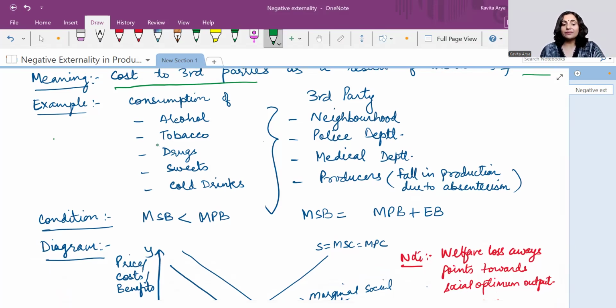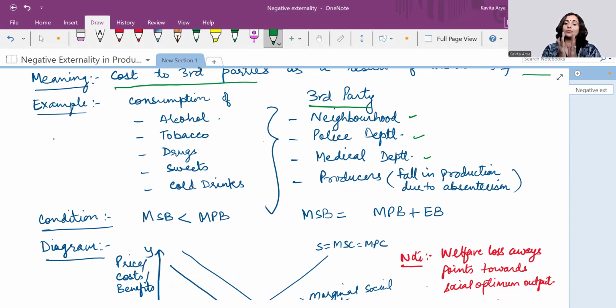So the consumption of things like alcohol, tobacco, drugs, sweet things, cold drinks or any unhygienic things, or all those things which are leading to obesity or other diseases, right? So this consumption is having an impact on third parties. And who is the third party in this case? Whenever there is some sort of unrest, right? It's a problem to the neighborhood, to the police department, medical facilities of that area. Right.